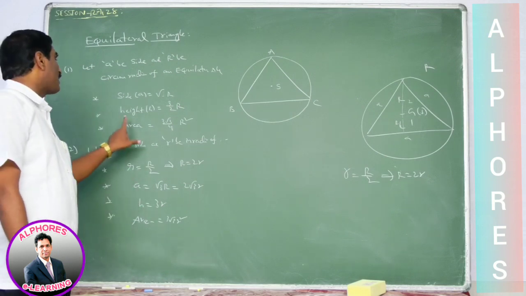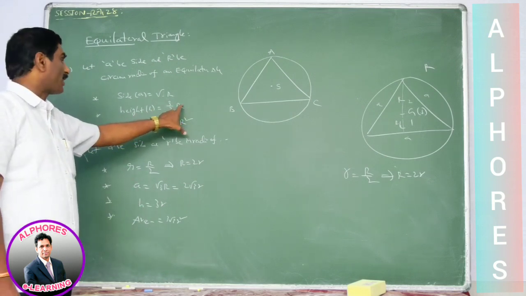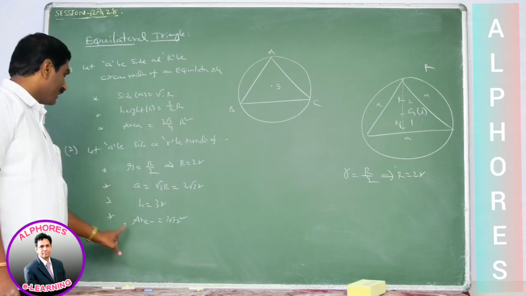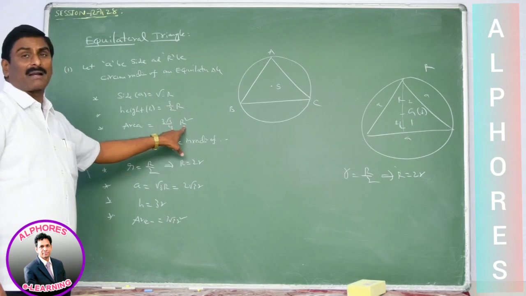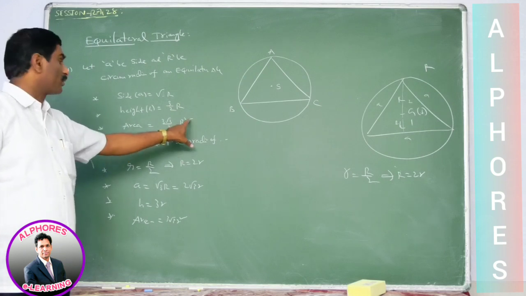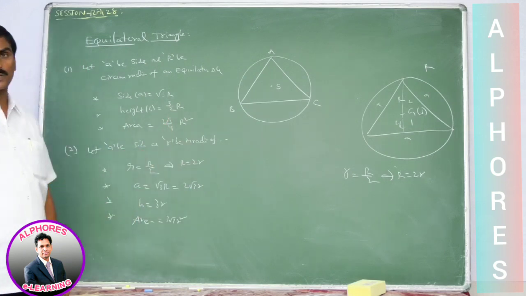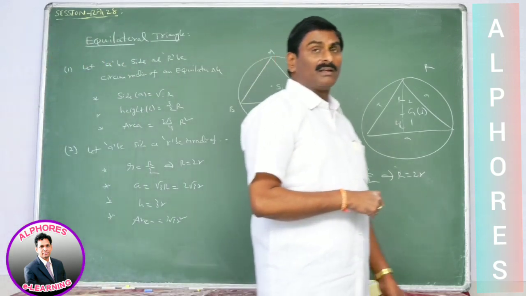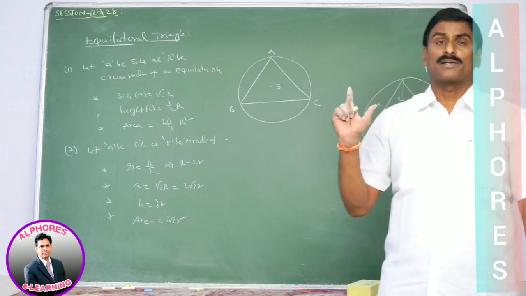Next, height h is equal to 3 by 2 into R. But capital R is equal to 2 small r. That means 3r. Area is equal to 3 root 3 by 4 into capital R square. But capital R is equal to 2r. 2r whole square means 4 cancels, 3 root 3 r square. Please note these points: if small r is the inradius of the equilateral triangle, then these are the side, height and area.